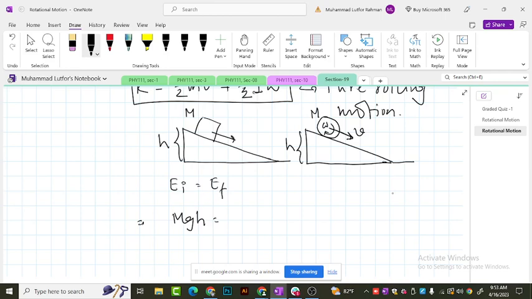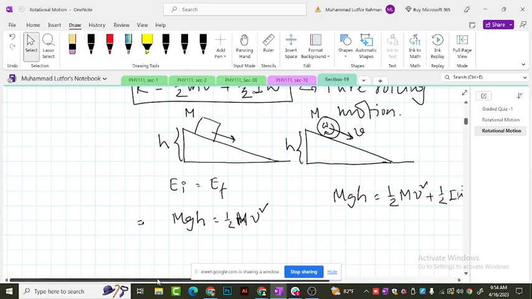For the block, it has only half M v square, right? But for this wheel, it has two types of motion. mgh must be converted to half m v square plus half I omega square, right? Because it has both types of motion, rotational and also translational motion.